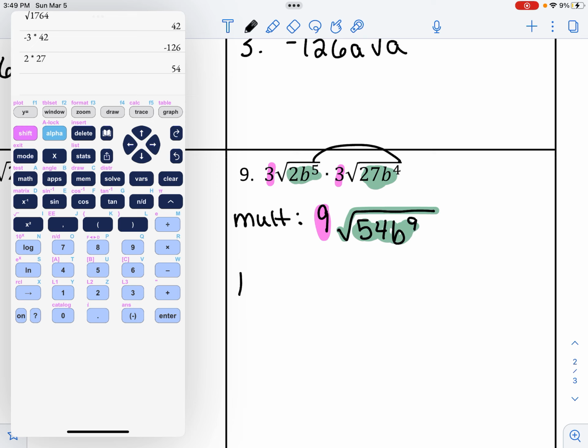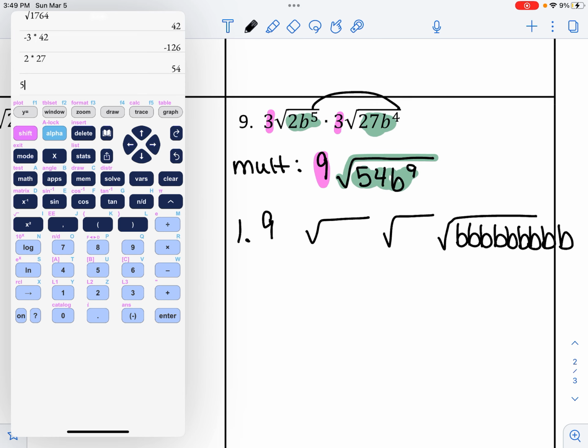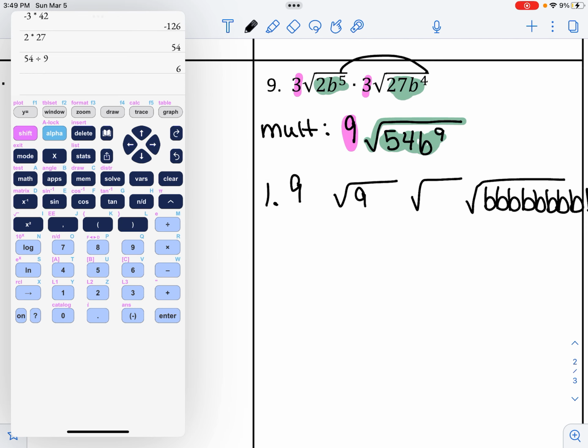All right, now, step 1. Bring down that 9, and we need to break apart our 54. And there were 9 b's. That was a lot of them. Okay, now if you make your way through the list on 54, eventually the first one to work would be 9. So 54 is going to be broken apart into a 9 and a 6.